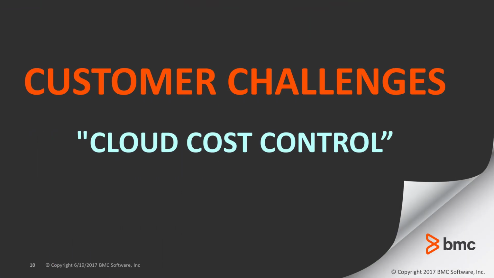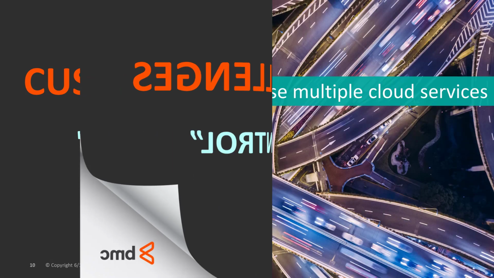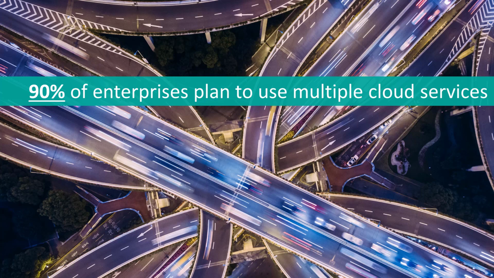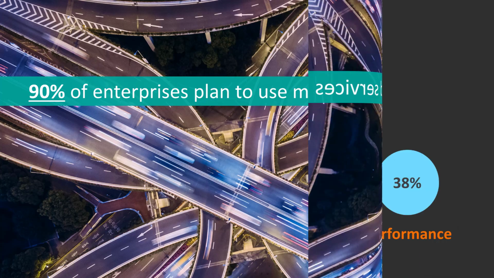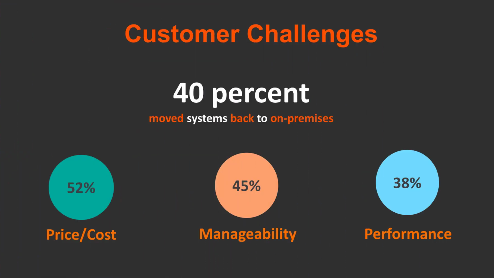So what kind of challenges do our customers have? Why would they even want this solution? Well, for one, cost and cloud are the number 1 topics that CIOs are talking about today. And in fact, 90% of enterprises are using some form of multiple cloud services. What makes this even more interesting is that in a recent survey done by IDG, 40% of the respondents said that they've migrated applications to the cloud back to on-prem. One of the top reasons was cost.